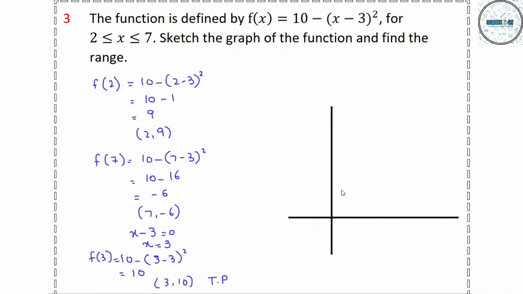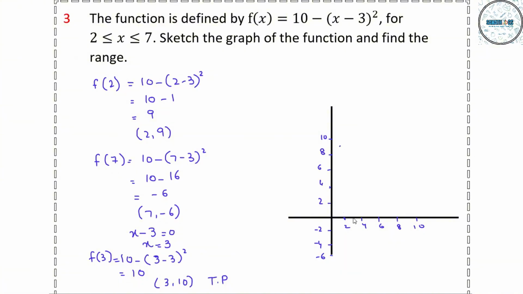We can mark these points on the grid and then we can sketch the curve. We can take here 2, 4, 6, 8, 10. In the same way, we can mark here -2, -4, and -6. We can mark here 2, 4, 6, 8, 10. At 2, there is 9, which can be here.